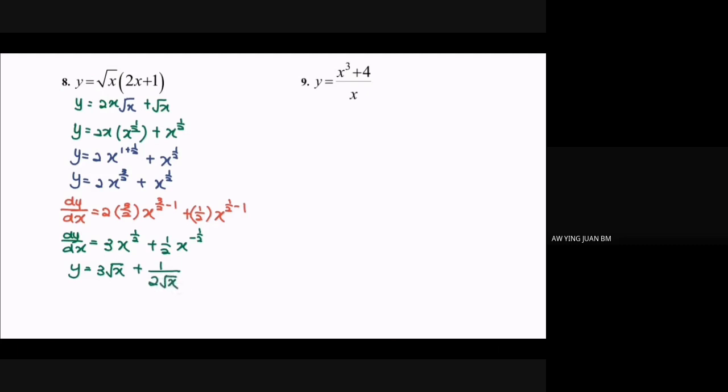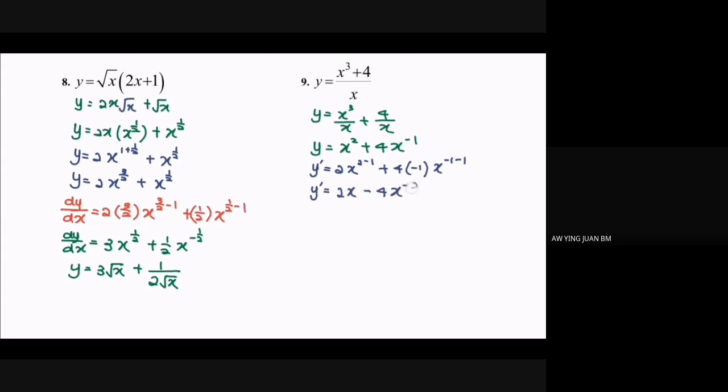So before we begin the differentiation, kindly simplify the situation. So now we have y is equals to x to the power of 3 over x plus 4 over x. So y will be equals to x squared plus 4x to the power negative 1. Kindly modify the situation and get ready with the process of differentiation. So we will have y prime is equals to 2x, where we have 2 minus 1, plus 4 multiplied with the power negative 1. Then we have x to the power negative 1 minus 1. So y prime will be equals to 2x minus 4x to the power negative 2. dy dx will be equals to 2x minus 4 over x squared.